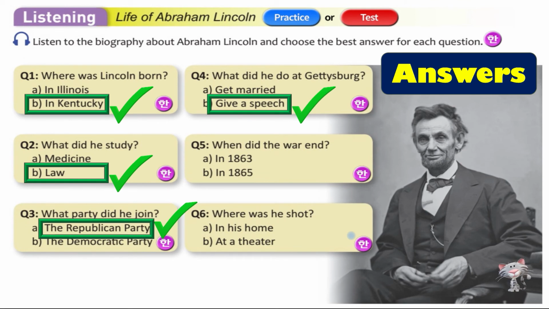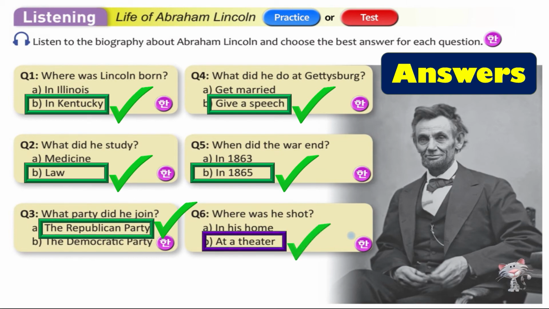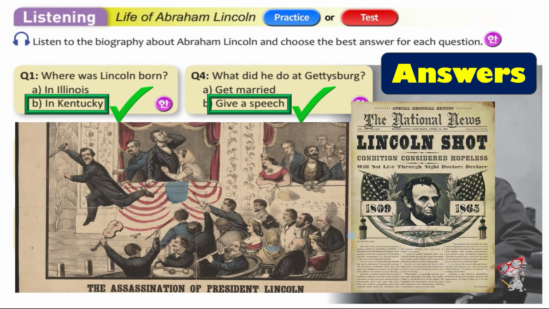When did the war end? The war ended in 1865. Yes, the American Civil War. And where was he shot? He was shot at a theater. Yes. The assassination of President Lincoln. Lincoln was shot in 1865.